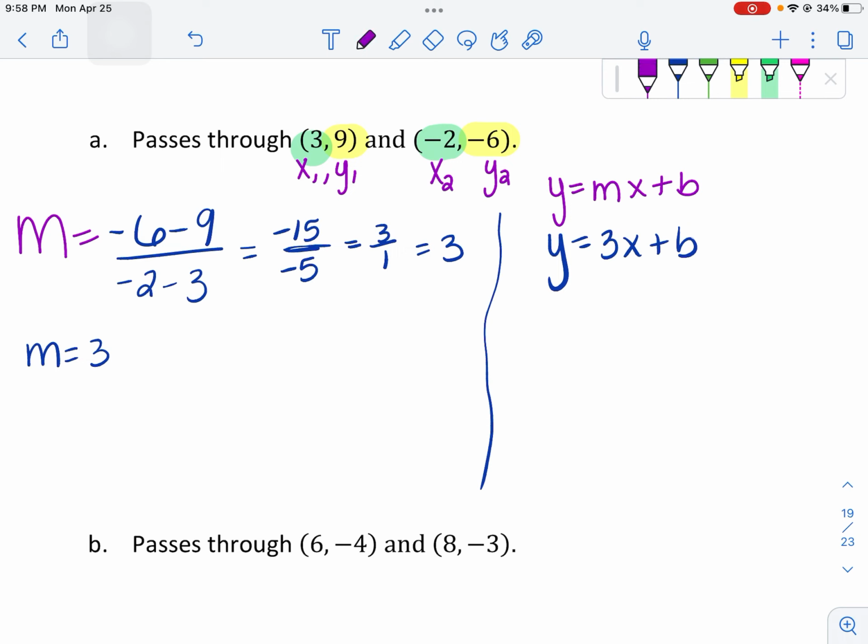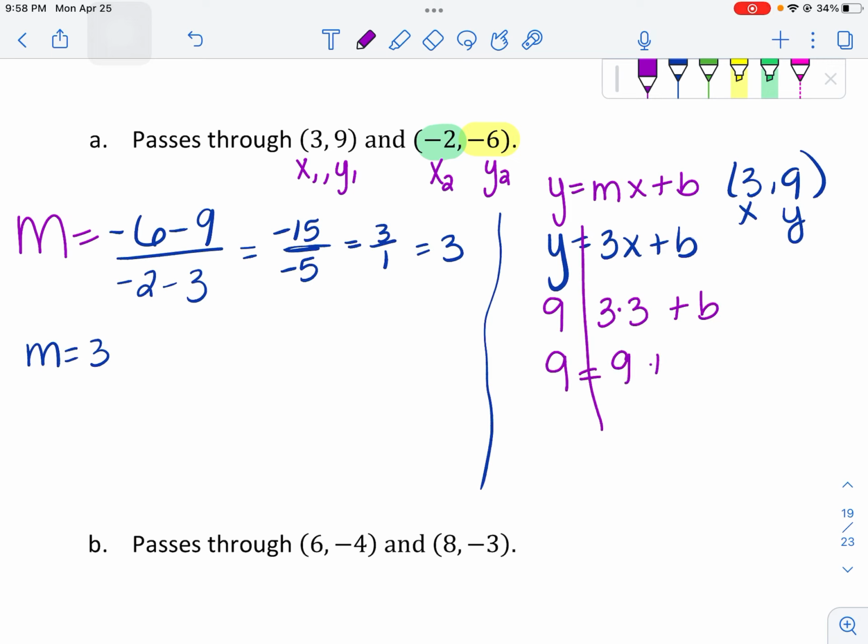Okay, and then we're going to pick one of our points, and you can pick either one. So you can do this point or this point for x and y. I'm just going to go ahead and use the first point. So I'm going to use the point 3, 9 because it doesn't have negatives for x and y. And so then I'm going to go ahead and put the 9 in for the y, and then the 3 in for the x. So it's 3x, that means 3 times x, so 3 times 3 plus b. It's going to be 9 equals 9 plus b.